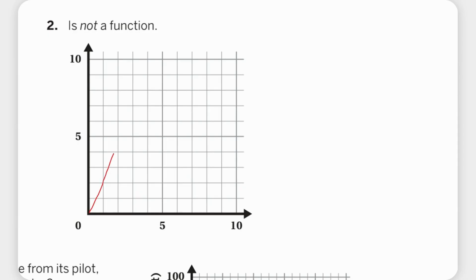The way that I would make it not a function is that at some point, maybe something that looks like this, where if I looked at the x value of 5, I would see that it crosses our red curve here more than one time. If we have a single input that has multiple outputs, that's what defines that something is not a function.